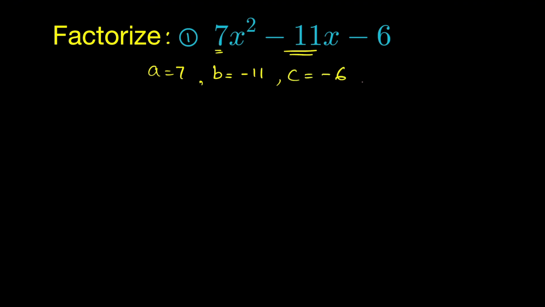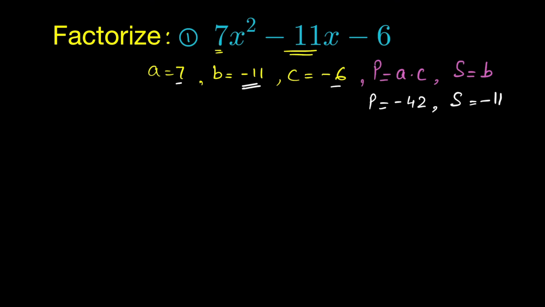The first thing we write here is product. Product is a times c and sum is b. So now we write their results. Product is a times c, so it is 7 times minus 6, which is minus 42. And sum is b, which is minus 11.